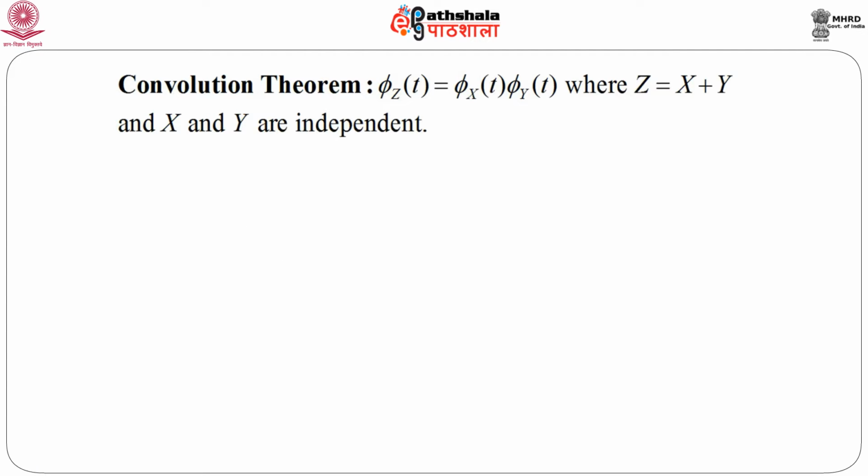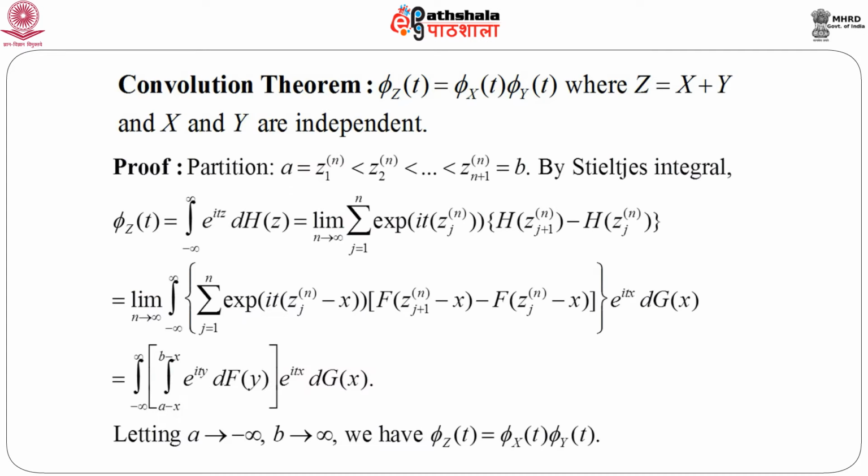Now, the convolution theorem. This theorem basically discusses the relation with the characteristic function. That means, how to define the characteristic function of the convolution of two random variables, that is, z equals x plus y. So, how to determine the characteristic function of z when we know the characteristic function of x and the characteristic function of y, provided x and y are independent random variables. The proof follows by the Stieltjes integral.